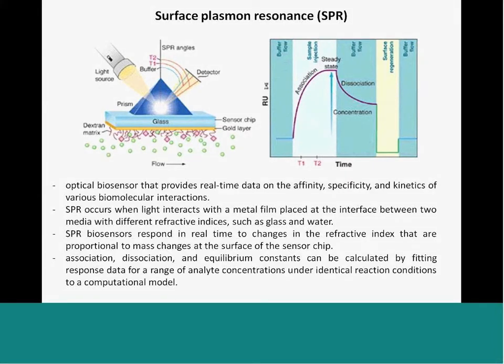So on the slides you can see the schematic representation of the surface plasmon resonance instrument. There is a light source which is shining into the glass prism, and the light is reflected by the prism, and the detector detects the refractive index change of the instrument. So on your screen you can see the association curve and dissociation curve.